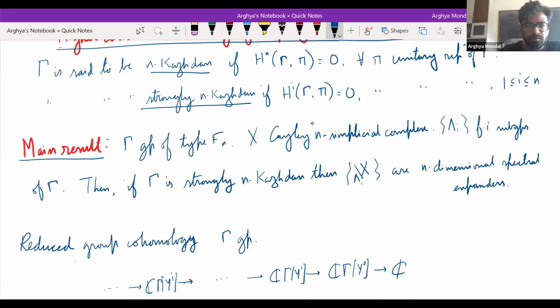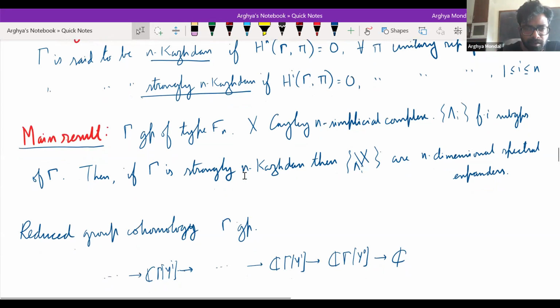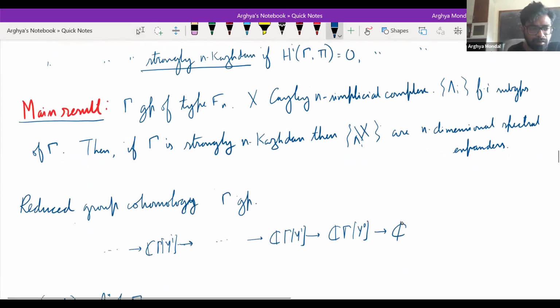So if I want to continue, I have to talk about reduced group homology. This condition of being strongly n-Kazhdan is superfluous, just like the condition of having property T is superfluous for construction of expander graphs, because it is true even if gamma only has property tau with respect to the considered subgroups. So to talk about that, let me talk about reduced group homology.